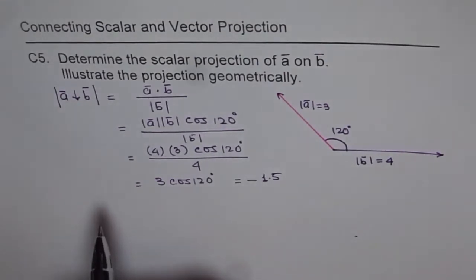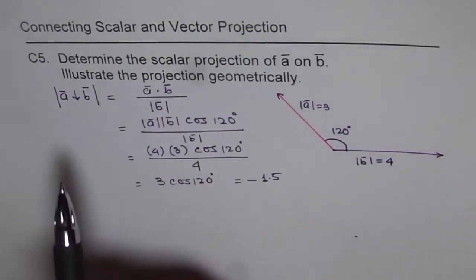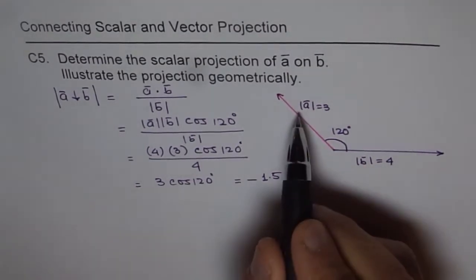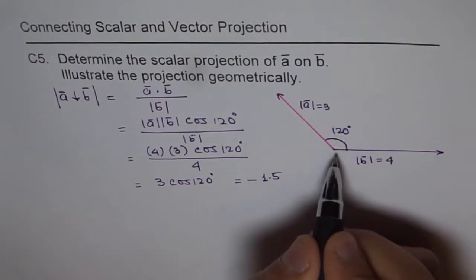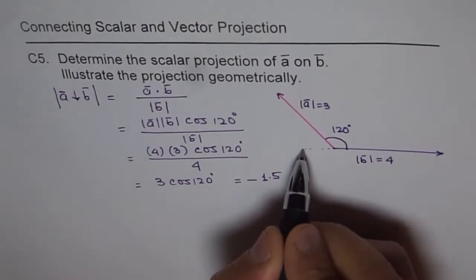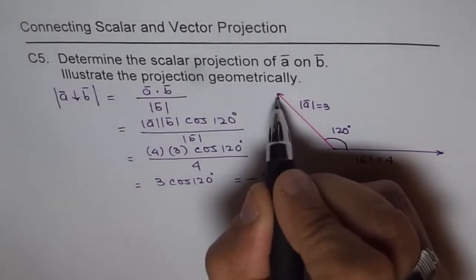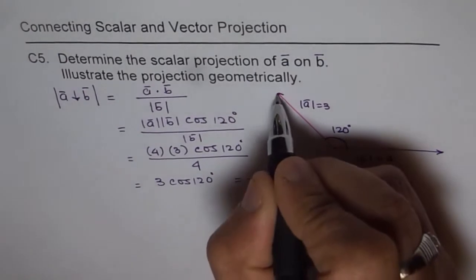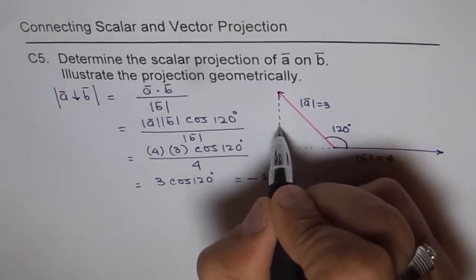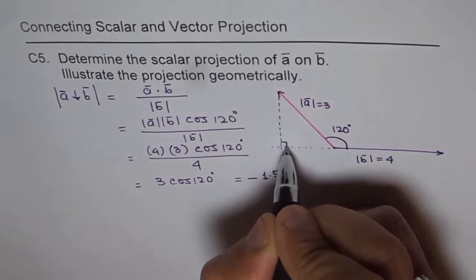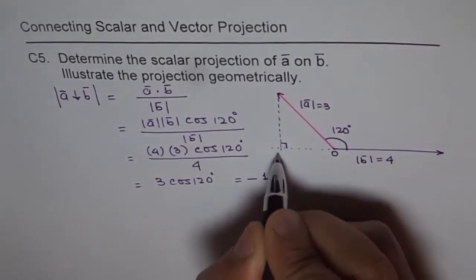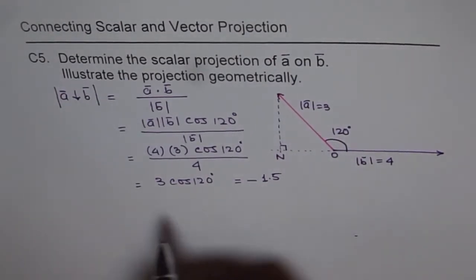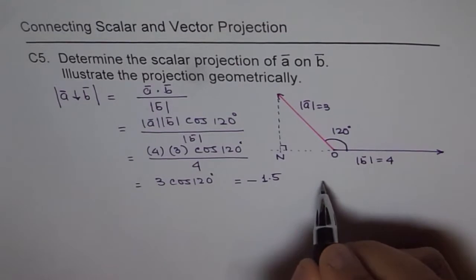Now the second part of this question is to illustrate the projection geometrically. Here we have vector B and we need to have the projection of A on B. That means let's extend B to the negative side, right? And for the projection, we have to drop a perpendicular from A onto B. So that will be kind of like this. So this perpendicular, and if that is my point O and this is N, then ON is my scalar projection, right? So geometrically it is ON. Do you see that? ON?